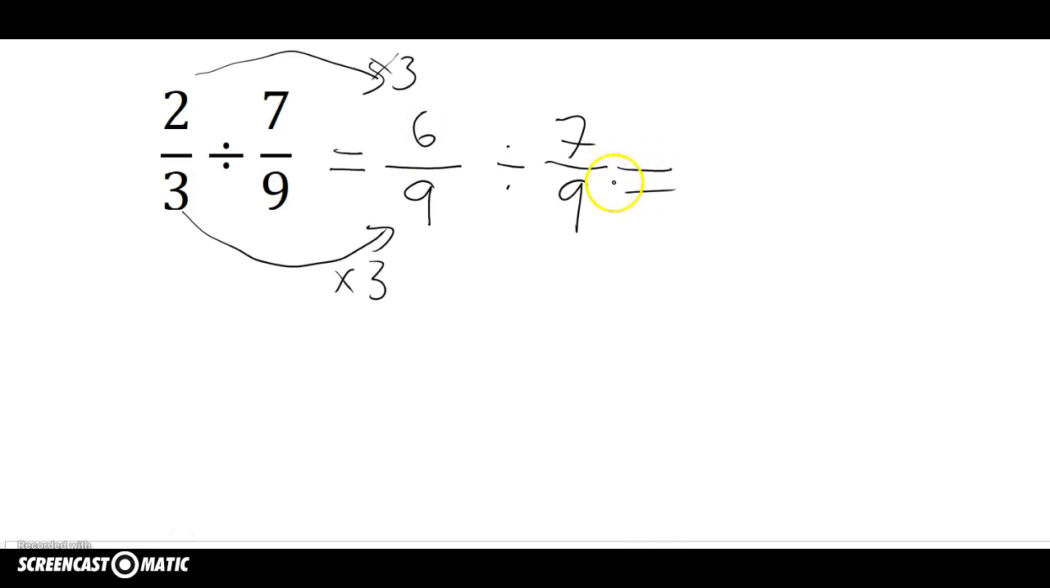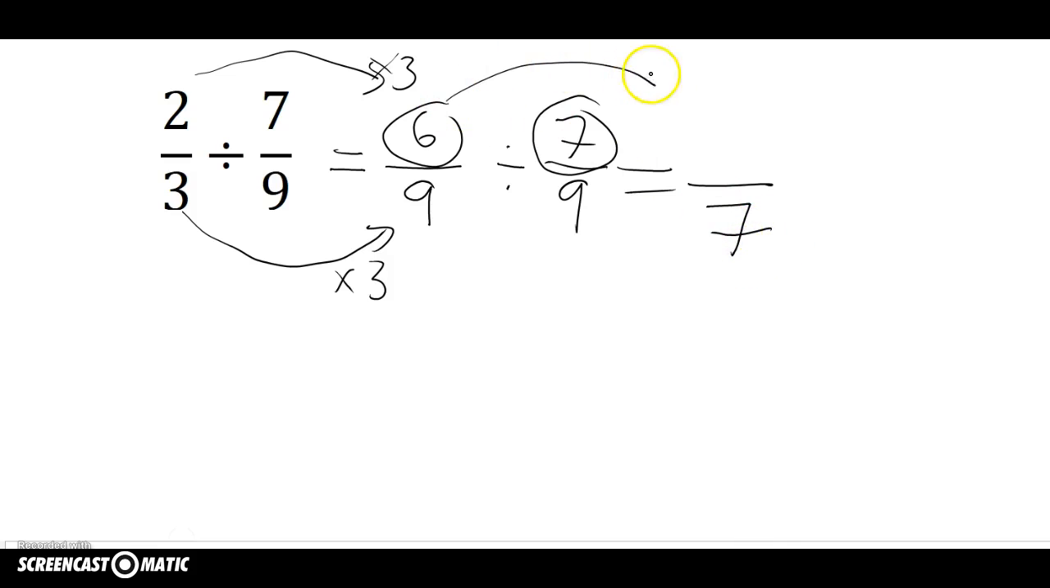So I'm asking how many groups of 7/9 are in 6/9. Now I don't have a full group of 7 in 6, but I have a part of a group. My full group would be 7, and I have 6 of the 7 that I need, and that's why this is equal to 6/7.